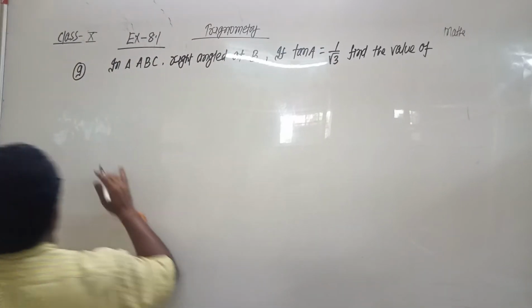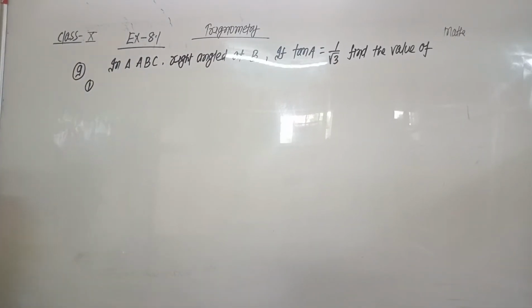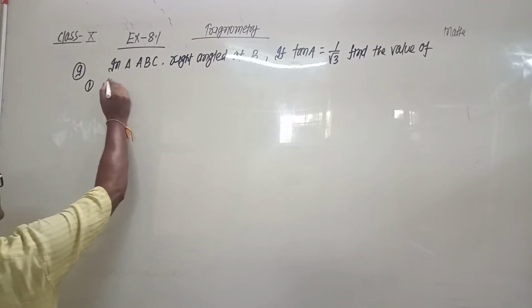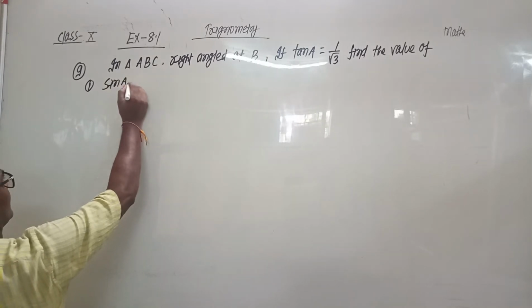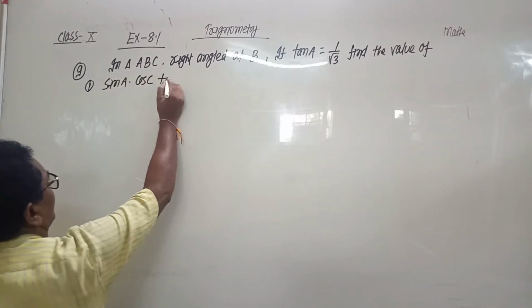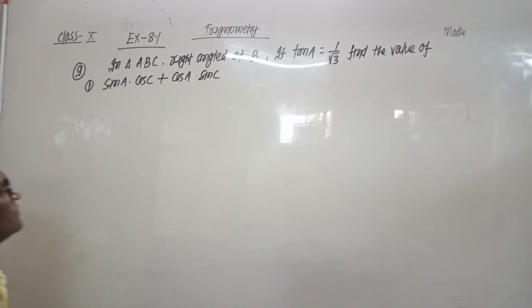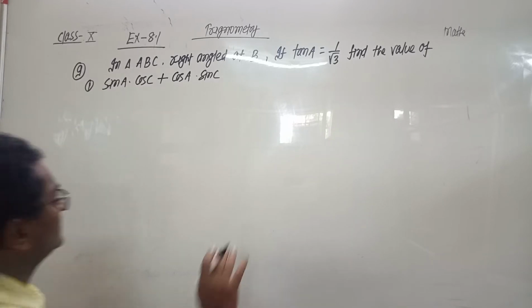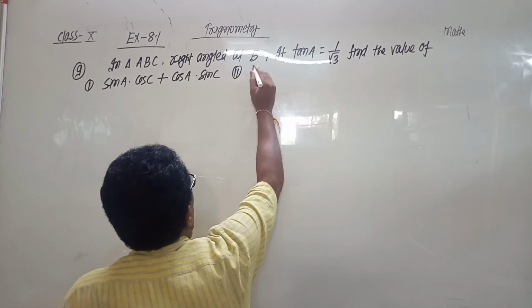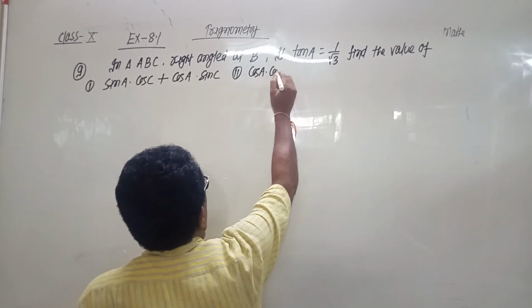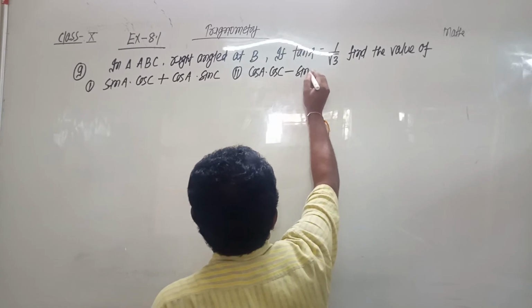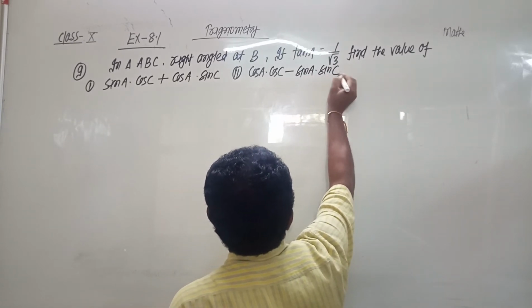The first part is sin A into cos C plus cos A into sin C. We have to find the value of sin A into cos C plus cos A into sin C, and then the second part is cos A into cos C minus sin A into sin C.